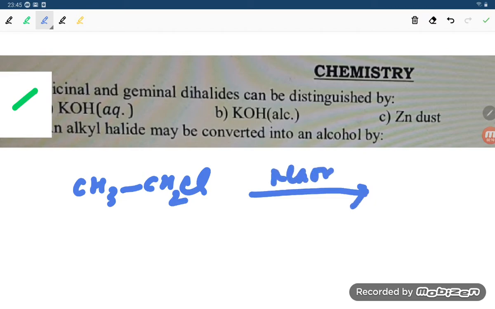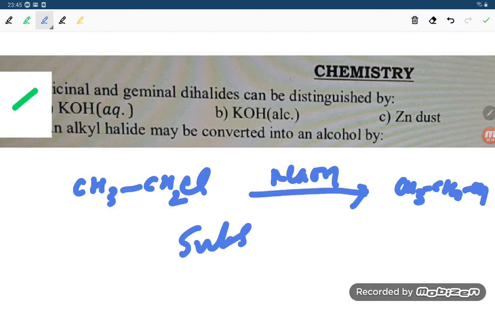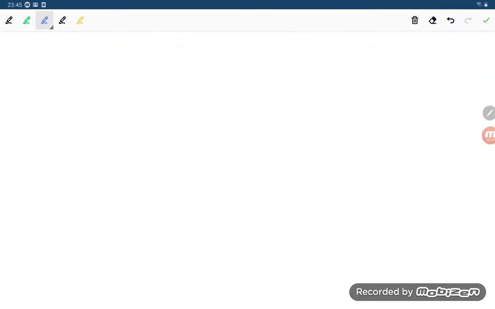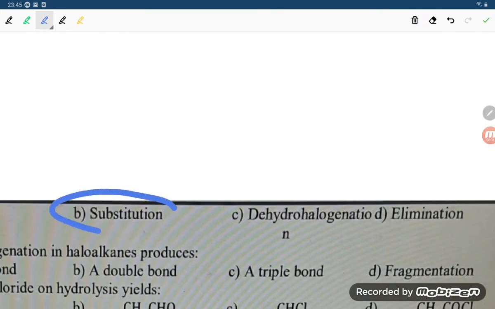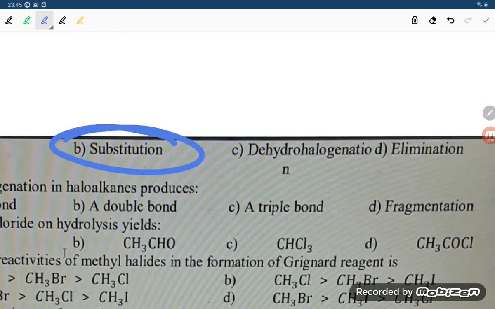You can treat it with NaOH, so it will give CH3CH2OH. This reaction is known as substitution reaction. So what could be the correct option? You can check the options; the substitution is there. So the correct option is option number B.